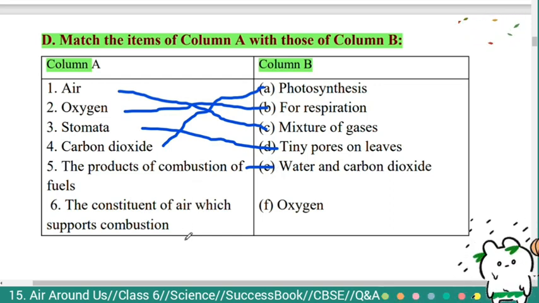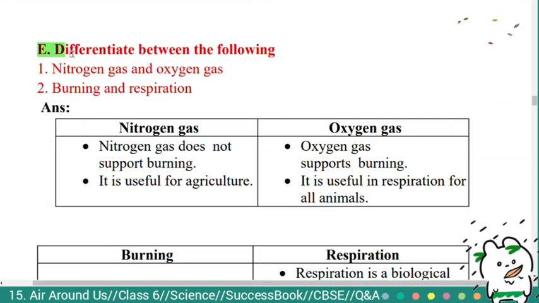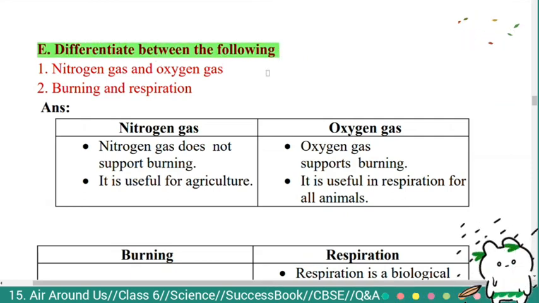Sixth, the constituent of air which supports combustion is oxygen. Fifth and sixth are already matched here. Fifth main, E. Differentiate between the following.